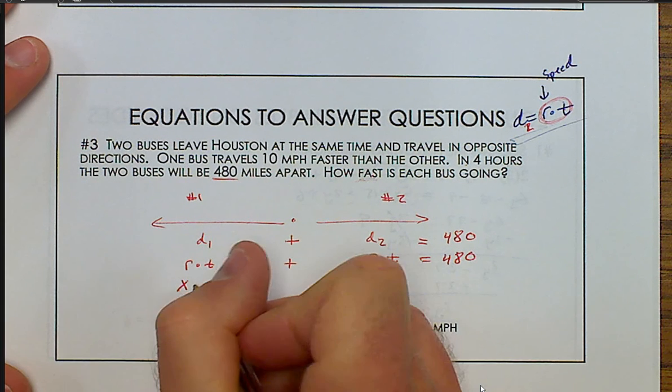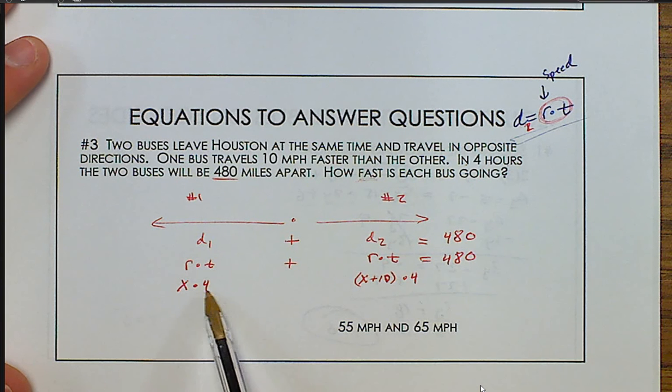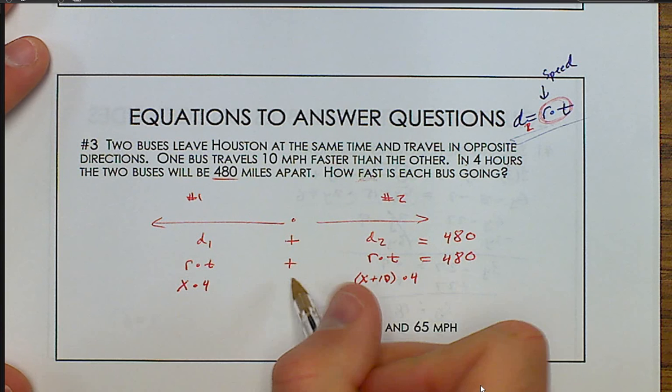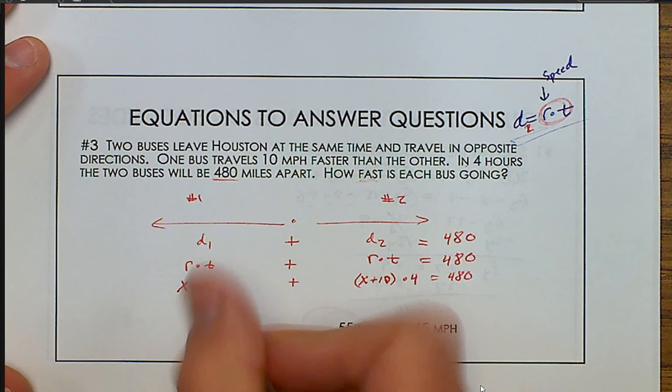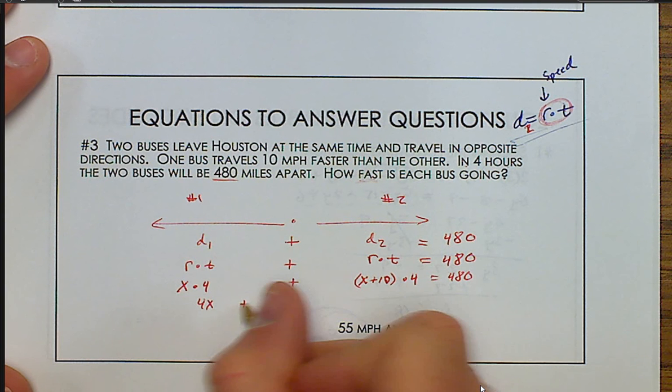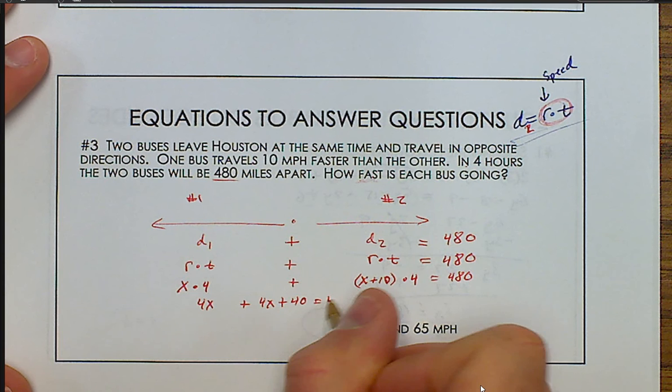So both of them traveled 4 hours. So for time, it's 4. And now we're going to just simplify and solve. 4 times x is 4x. I'm going to distribute this 4 through, so that'll be 4x plus 40 equals 480. And we're going to solve this.